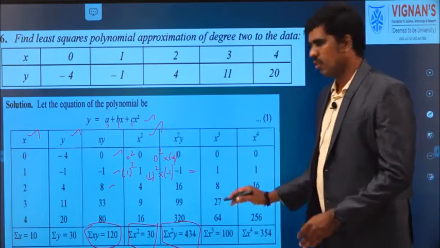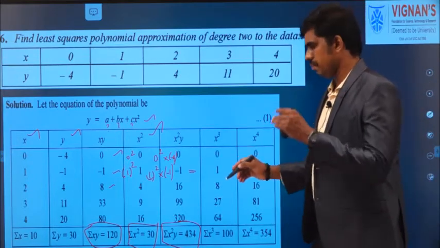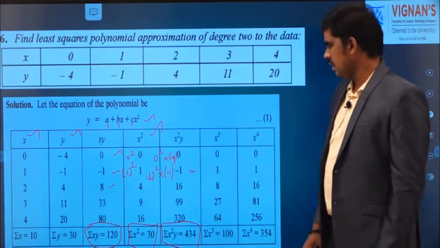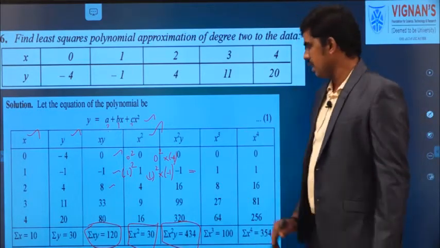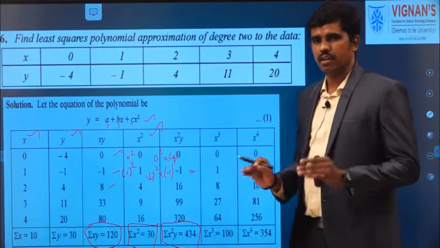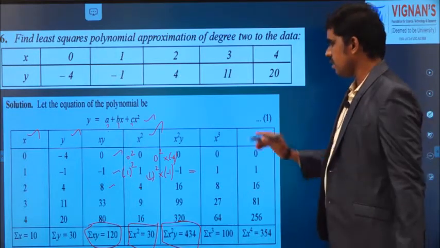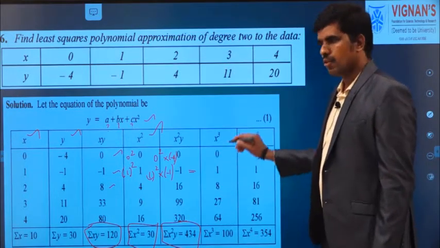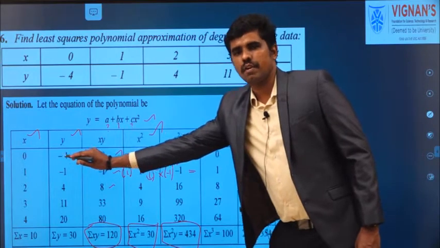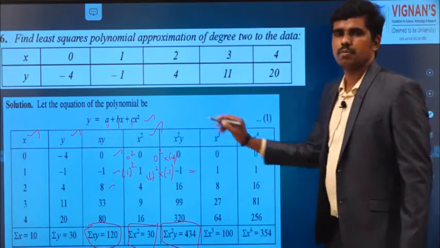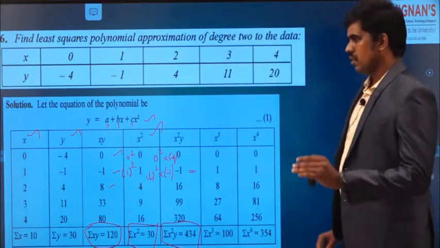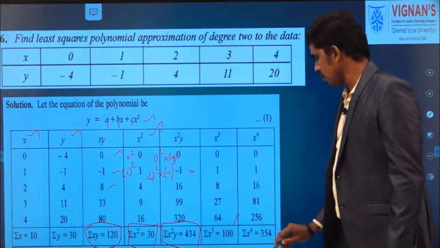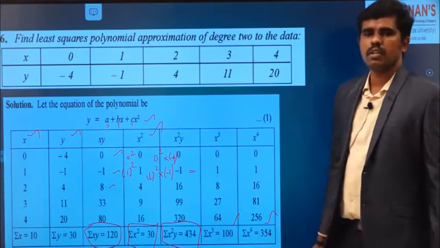Then x cube and x power 4. In a similar way you can find them. By using a calculator it is easy, and you can complete all the calculations within a limited period of time. So please use a calculator to find all these values. Find the x cube value for each x given to you, and x power 4 for all values of x given to you. Then add all those values to find summation x cube and summation x power 4.